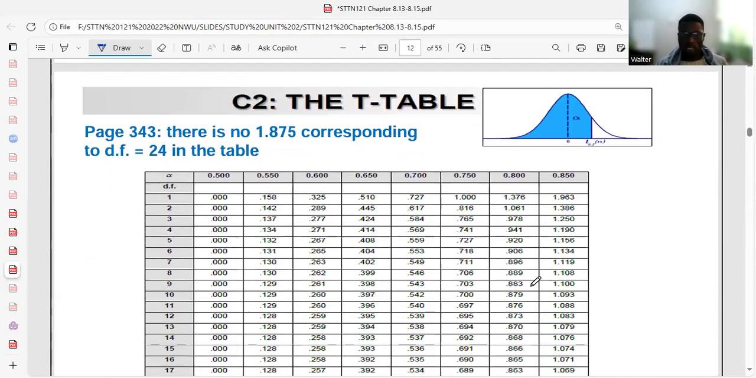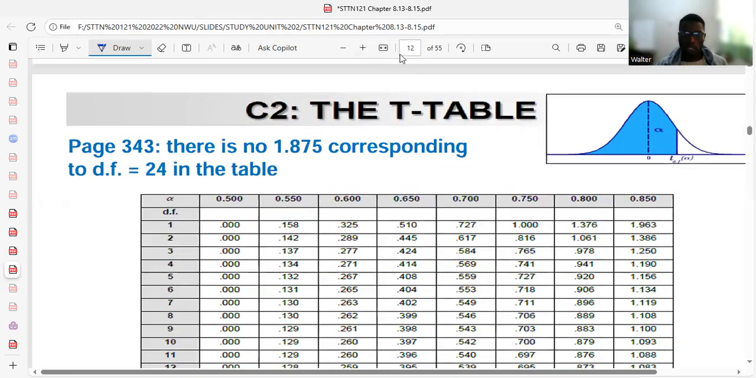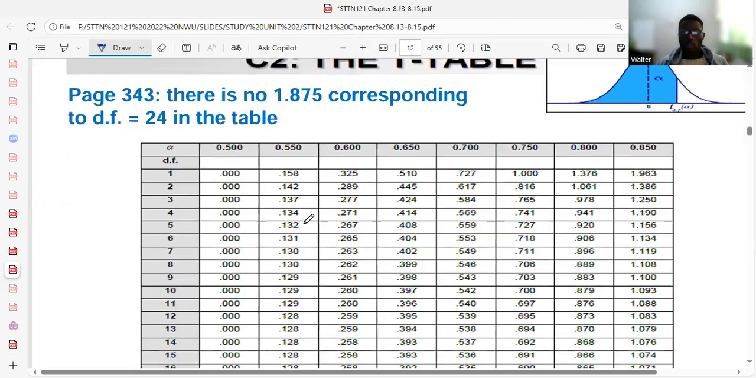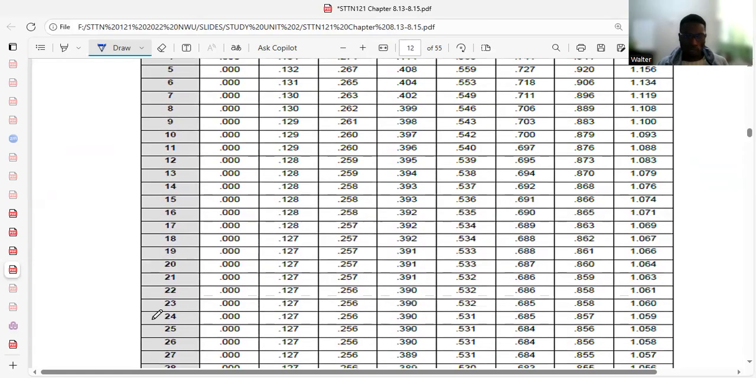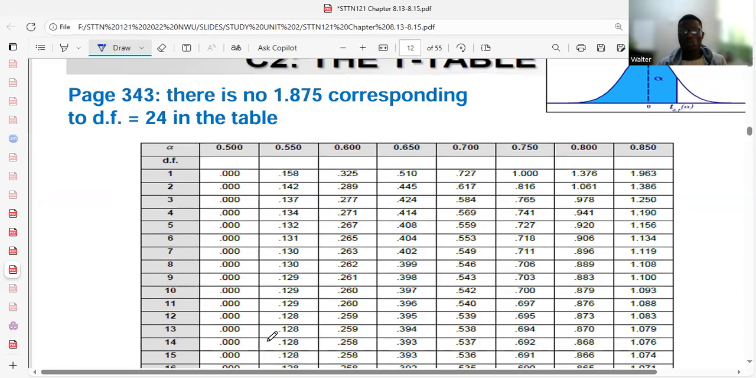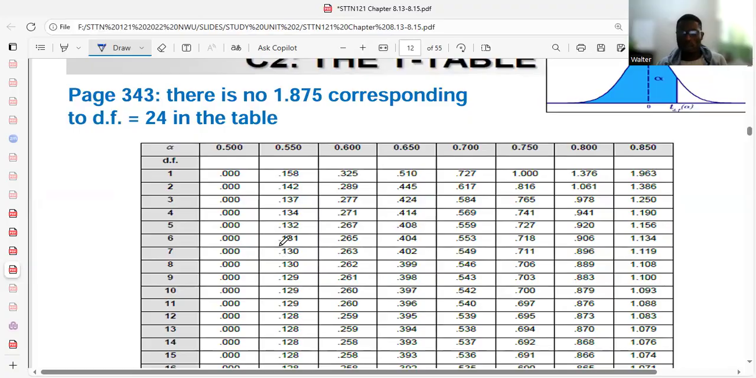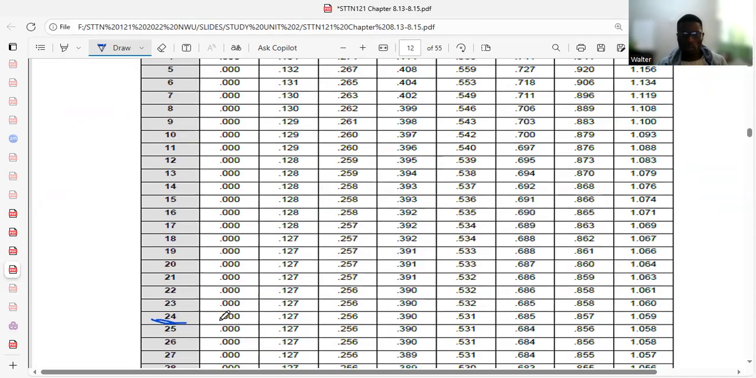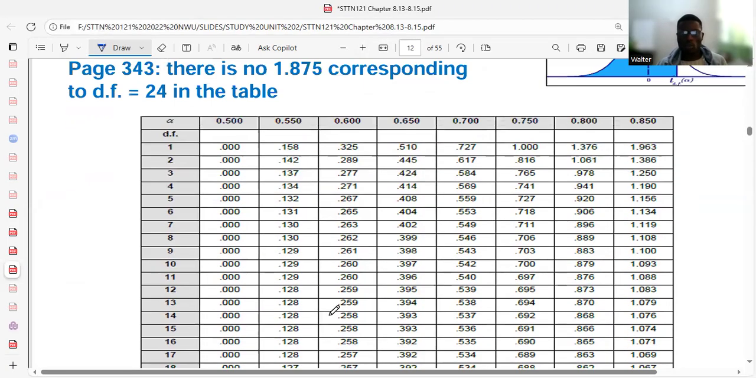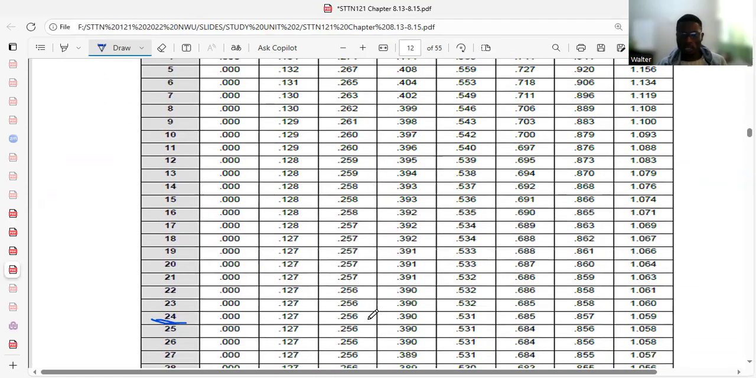Now, this is the table. Let me zoom the table so that you can all see. We want to check the degrees of freedom 24. Where's 24? 24 is here. When you check under this, because I think we have 2 or 3 tables, do we have 1,875 under 24? Let's check. No, we don't. We don't have that value.